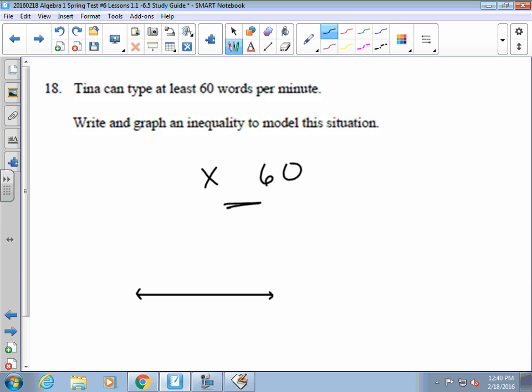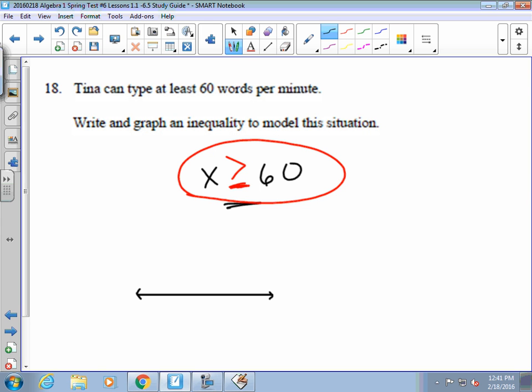At least means the numbers will be bigger than 60. So the amount she can type, or in this case, X, has got to be bigger. The big mouth has to eat that one. But 60 is also counted, since 60 would actually satisfy what's going on. So it won't just be greater than, it will be greater than or equal to. So here is the inequality. X is greater than or equal to 60.